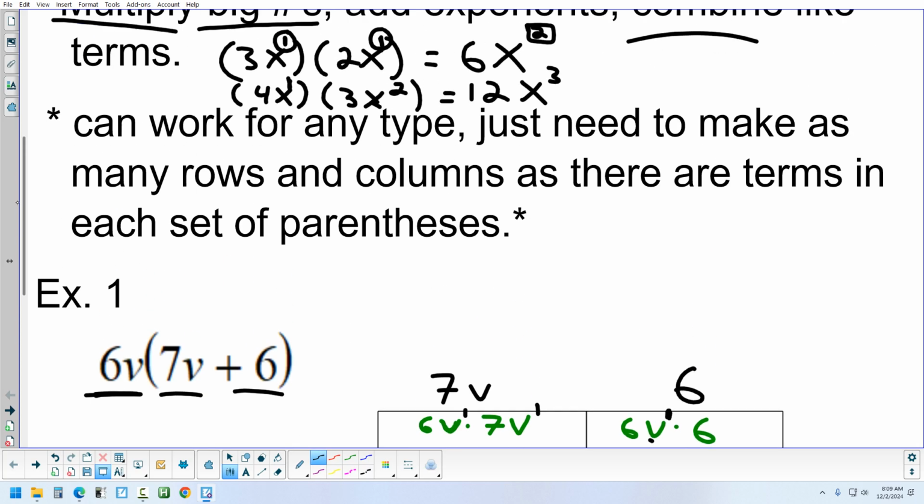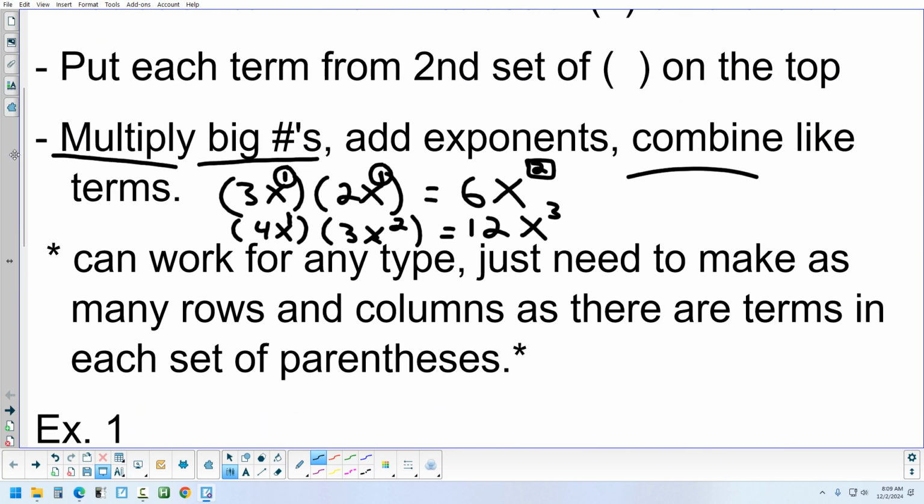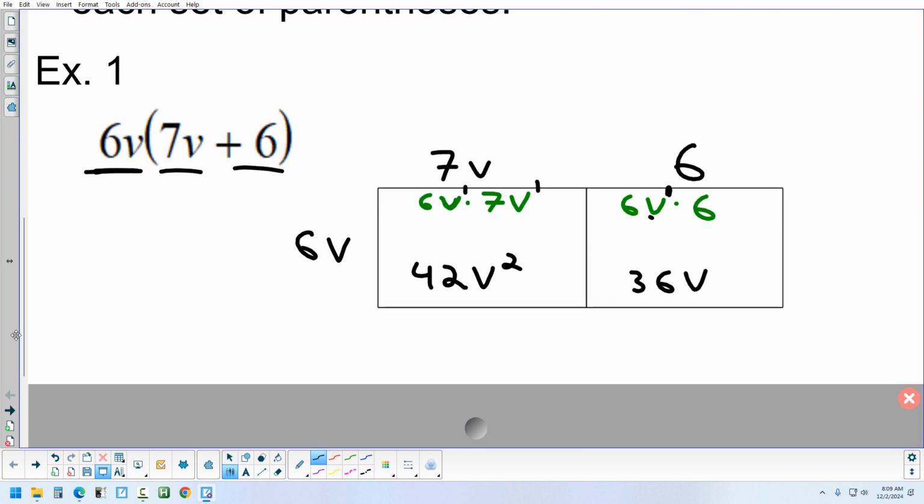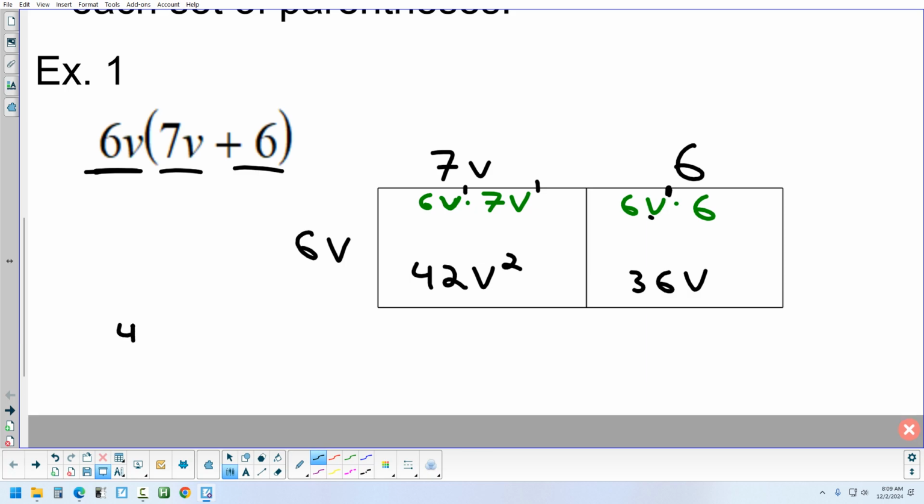And now the last step is combine like terms. So take everything that you see in the boxes and now add them together, if you can. So copy down every box and just put a plus sign between them all. Okay. Now we want to try to add those two together. Can those two be added together?